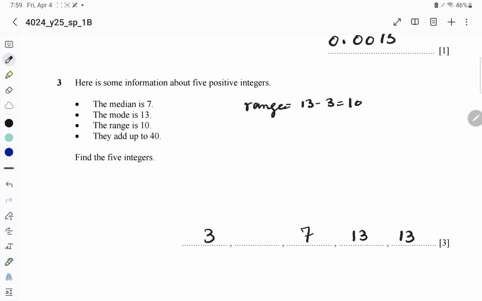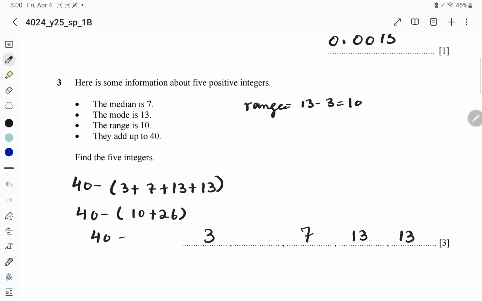Only one blank is left, and they have given us that the numbers add up to 40. It means that the sum of all the numbers will be equal to 40. So we subtract from 40 the 3, 7, 13 and 13. Whatever number comes will be the answer for this blank. 40 minus 10 and 26, which is equal to 36, and the difference between 40 and 36 is 4. So 4 is the next number.